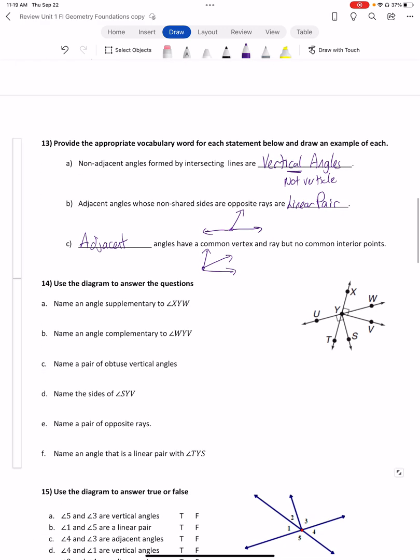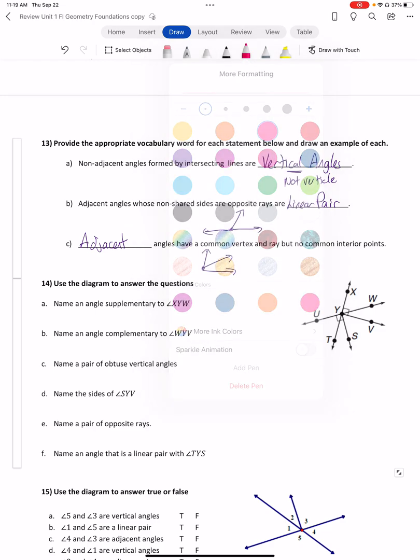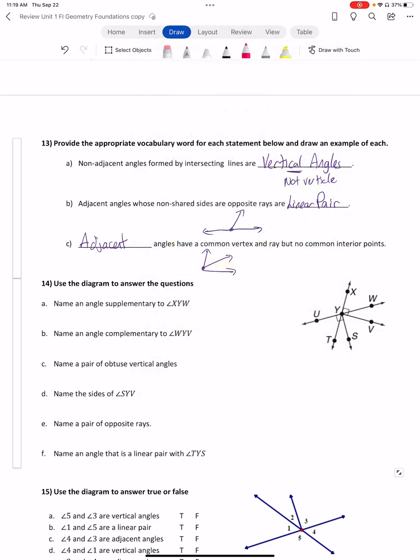Alrighty. For A, it says name an angle supplementary to XYW. So XYW, name an angle that would be supplementary. So I'm looking at linear pairs because we don't know the measures. So it's a linear pair with this angle here. So one of the possibilities is angle XYU. Don't forget your angle symbol.